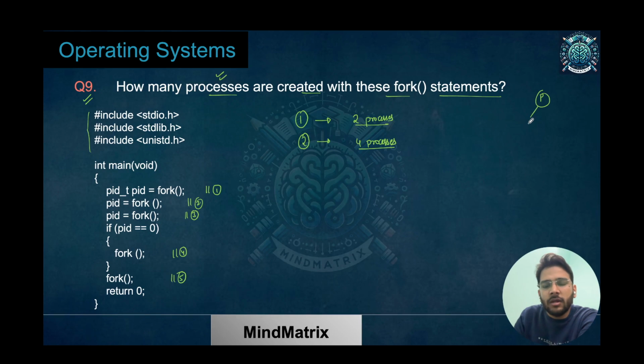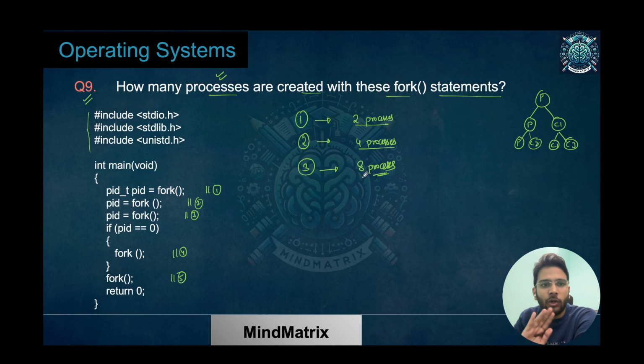Just see here. If I call for the first time, you are going to have P and C1. If I call for the second time, now you have how many processes in the system? 4 processes, correct? Now for the third time, you have 4 processes, so now we are going to have a total of 8 processes in the system, including the parent, right? Similarly, you can see this approach as well. You can see 8 processes will be there, correct?